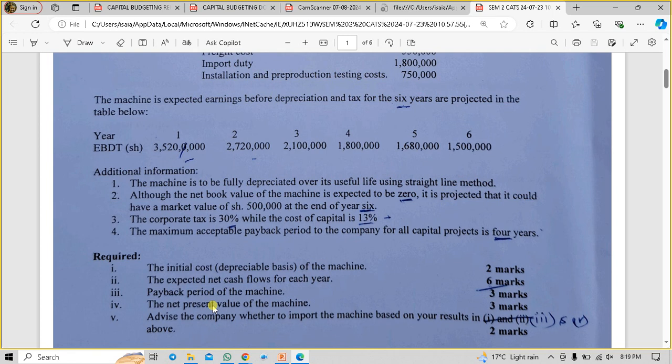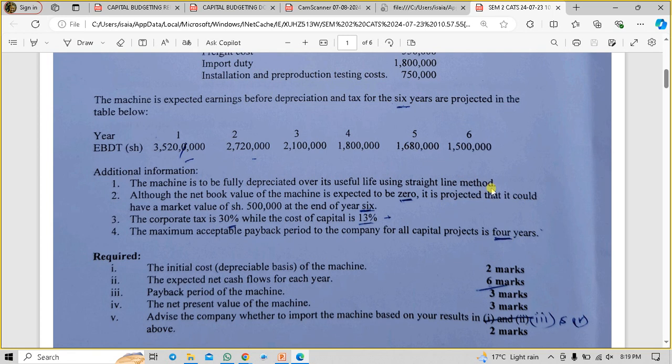Exactly. Yes, that is very correct. Thank you, Jared. So when we are using the payback period, for payback, we were told in part 4 that the maximum acceptable payback period to the company for all capital projects is 4 years. So that is the maximum. Any project that will exceed 4 years, we are not going to accept that project.